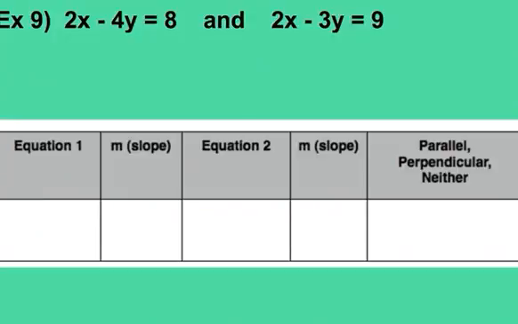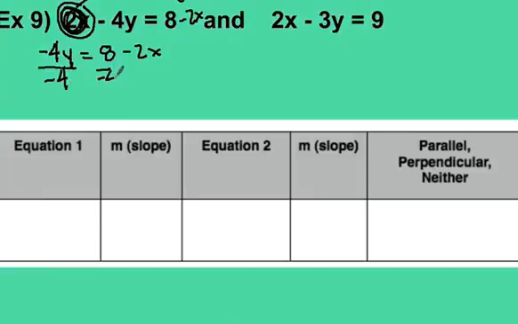For number 9, I have 2x minus 4y equals 8. Remember, I want these equations to look like y equals mx plus b. So the first thing I'll do is jump this 2x to the other side and make it negative 2x. If I jump it, it moves from this side, so now I'm left with negative 4y equals 8 minus 2x. Because I want y to be by itself, I divide everything by a negative 4.